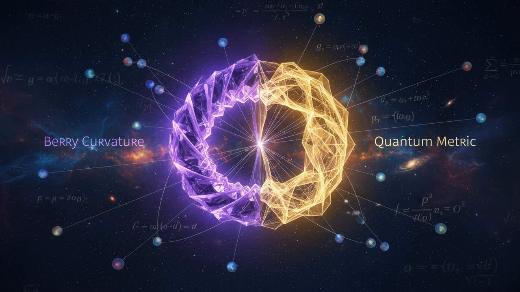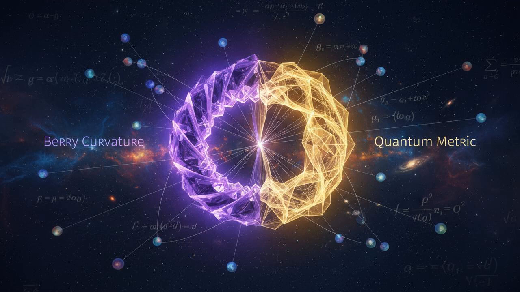Now, we have to get into the engine room of this discovery, the quantum geometric tensor. This is the deep math that makes the magic possible. Since the 1980s, physicists have known that quantum wave functions have a shape. This shape is described by the quantum geometric tensor, which has two parts. The first part is the imaginary part, known as Berry curvature. You might have heard of this. It acts like a magnetic field in momentum space and is responsible for the quantum Hall effect. It bends electrons, but it does so like magnetism, perpendicular to motion.